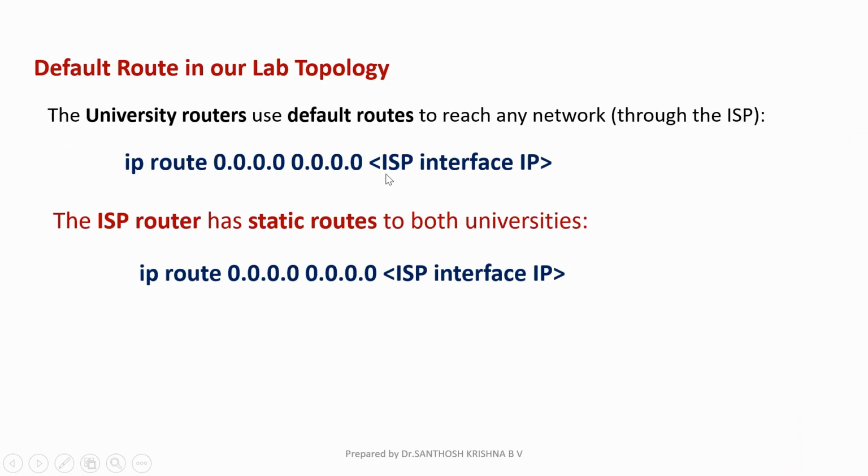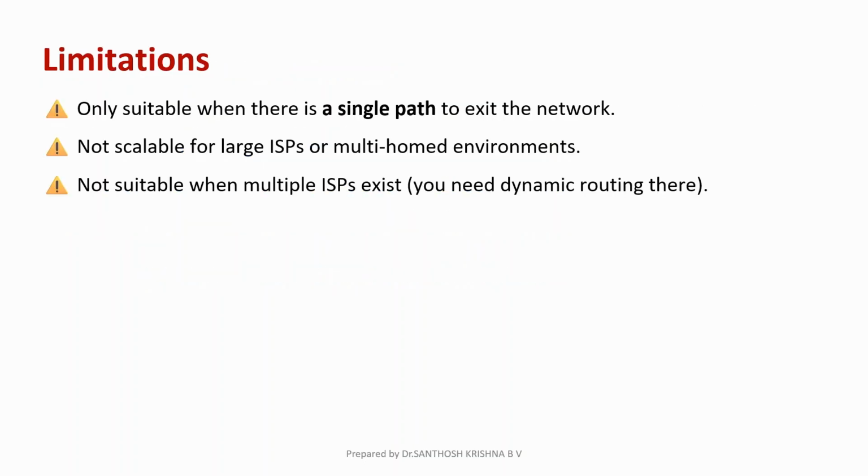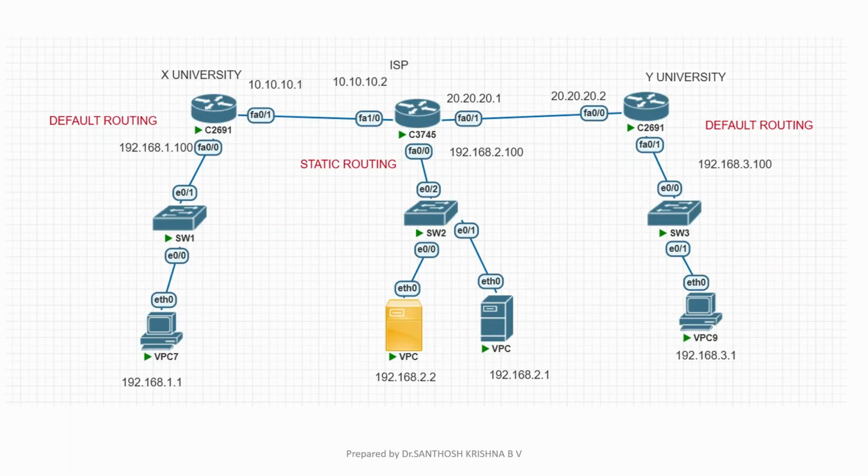Hope that is clear. So as I told you, we will be using 0.0.0.0 as a default route. What are the limitations of using default routing? It is only suitable when there is a single path to exit the network, and that is not scalable for large ISPs or multi-homed environments. It is not suitable when multiple ISPs exist, because in that case we need to go for dynamic routing protocols.